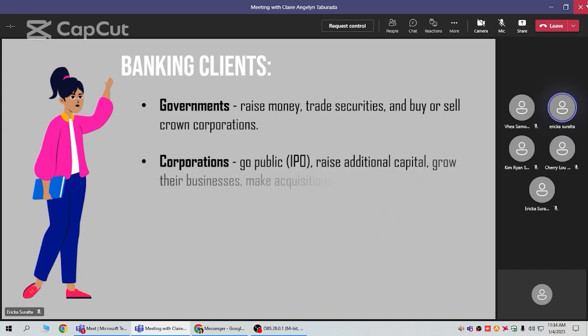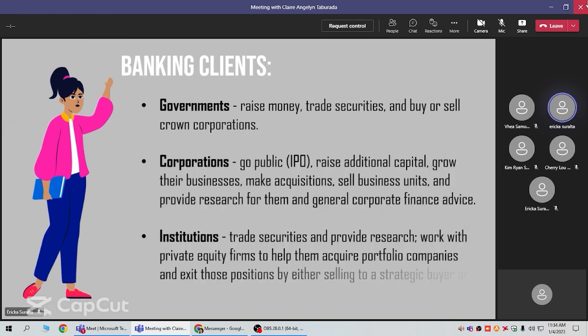And then here are the banking clients of this. The government, which are to raise money, trade securities, and buy or sell crown corporations.